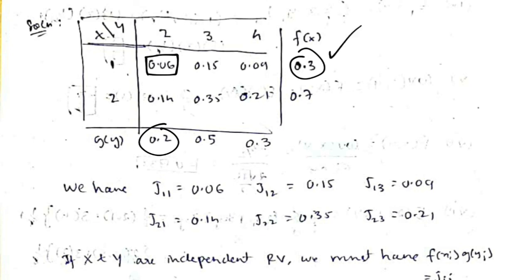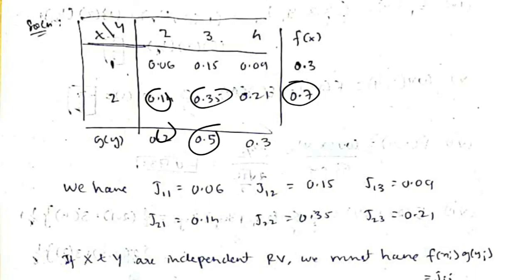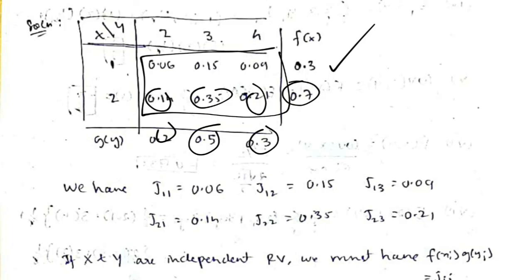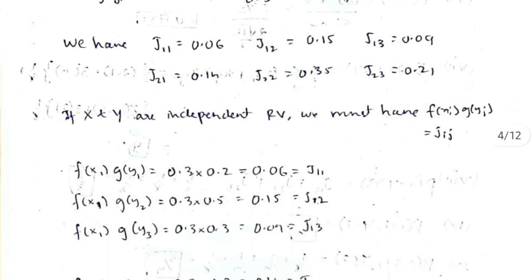For example, if I multiply 0.3 and 0.2, what answer do I get? This one, 0.06. Same thing for the next row and next column element, 0.3 into 0.5, I am getting the same answer. 0.3 into 0.3, same answer. Like that we will be checking all the elements. For all the elements you should get the same answer. Even for one element, if it doesn't match, we will write that it's not independent. When we get the same answer for all the multiplications, only then will we write that they are independent.